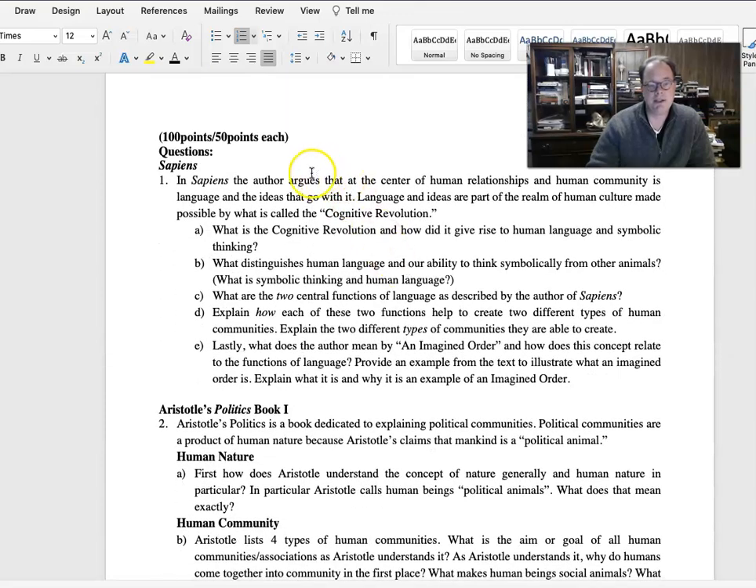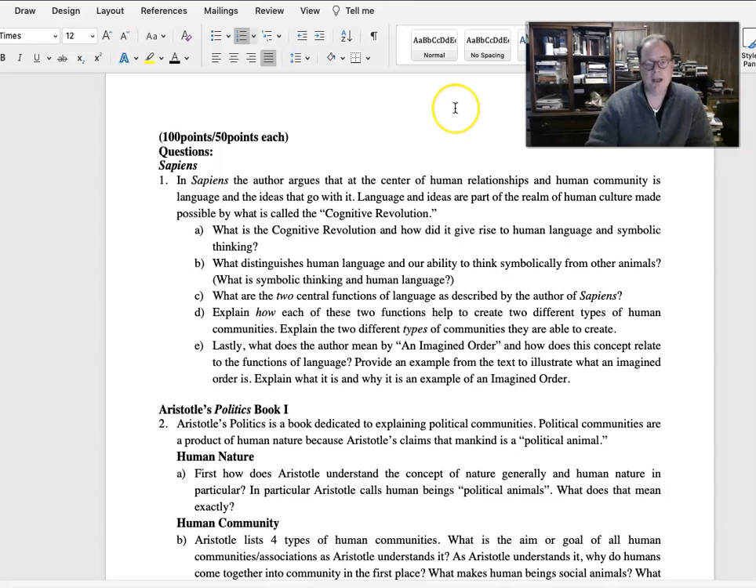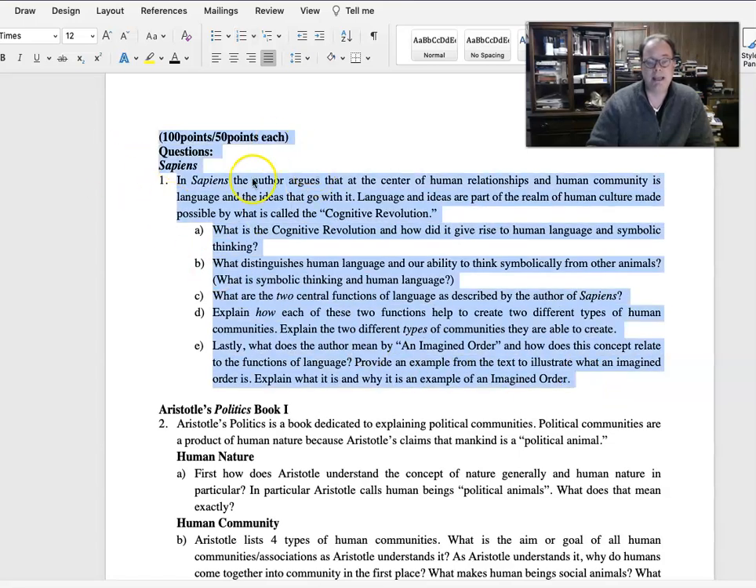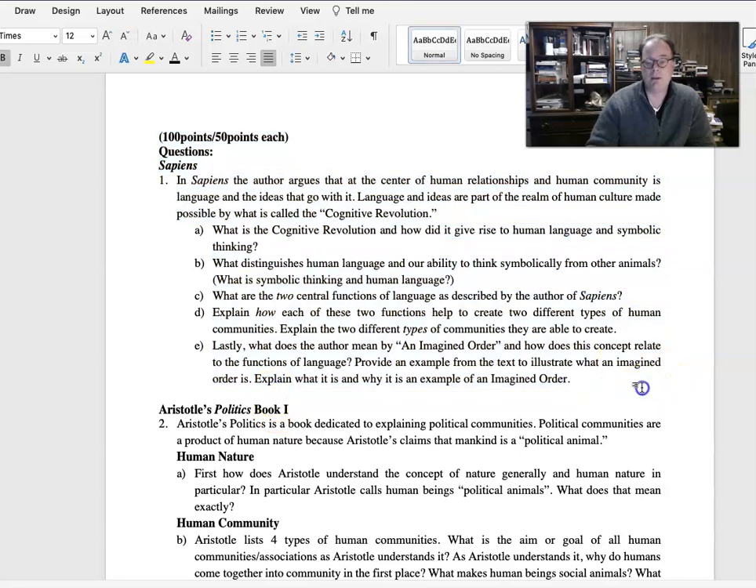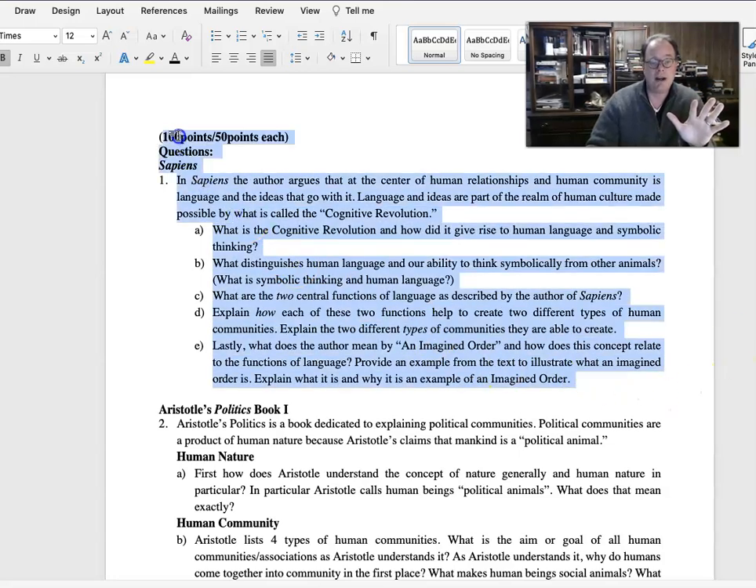So here are the questions. There's one set of questions from Sapiens, and there's another set of questions from Aristotle's Politics. Okay, the first thing I should say is this. I'd like you to leave in your answer this entire question at the beginning of your test before you answer. So what I would do is use this document as a template to answer the questions, and in the final version that you submit, leave this entire question in at the beginning and then answer below it in sentence paragraph form.